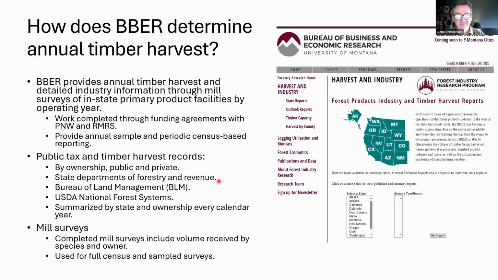And then for the states that don't have that level of information, they use the mill survey work to estimate removals. Basically, the kind of work that Rapeepan was showing. They use the mill survey work to come up with removal estimates. And like I said, this is used for full census and sample surveys.